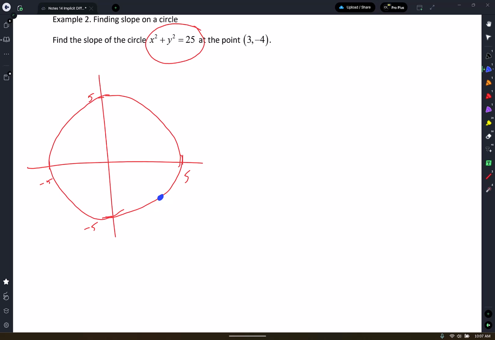If I have a point right here and I call that 3, -4, I want you to see the tangent line. Look how that tangent line looks. That tangent line is increasing left to right, so it needs to be positive.